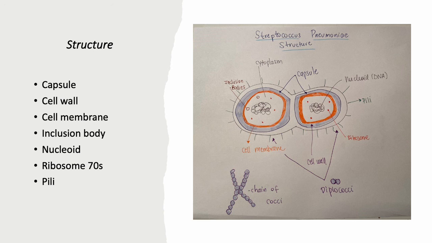Structure. It has a capsule, a cell wall that, like I mentioned before, is made of peptidoglycan. They have a cell membrane, inclusion body, and nucleoid region, that's where its genetic material is found. And we also have ribosome 70S, which means that they can do protein synthesis. They also have pili. In this image, we see also how they can be found as a diplococci or a chain of cocci. Strep is for chain and coccus is for its round shape, so that's the name, Streptococcus.